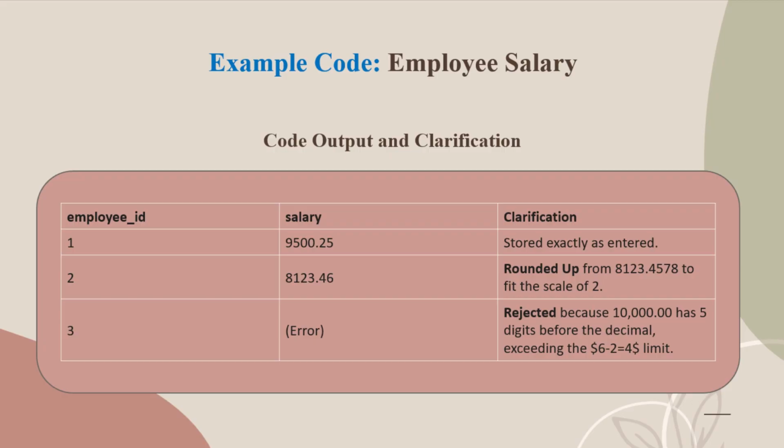The salary of $10,000.00 requires 5 digits before the decimal, which exceeds the limit of 4 allowed by our numeric 6,2 declaration. I think this example helps you to understand the use of arbitrary precision numbers.